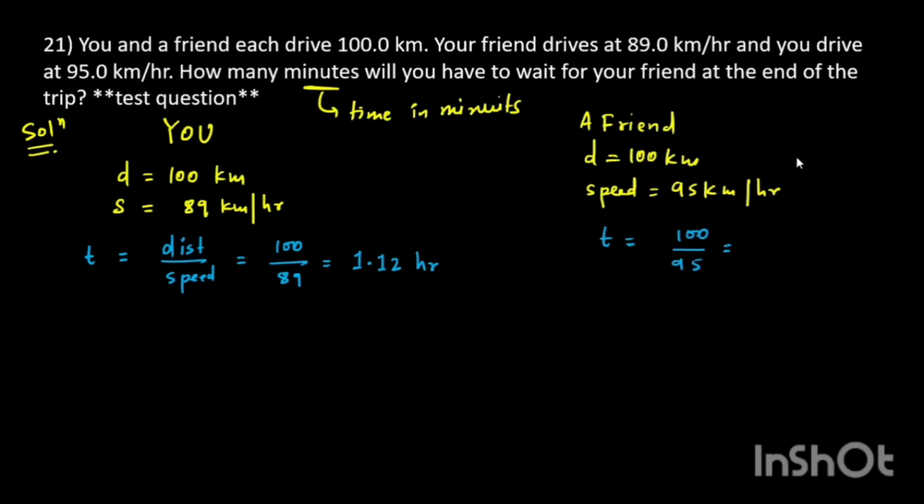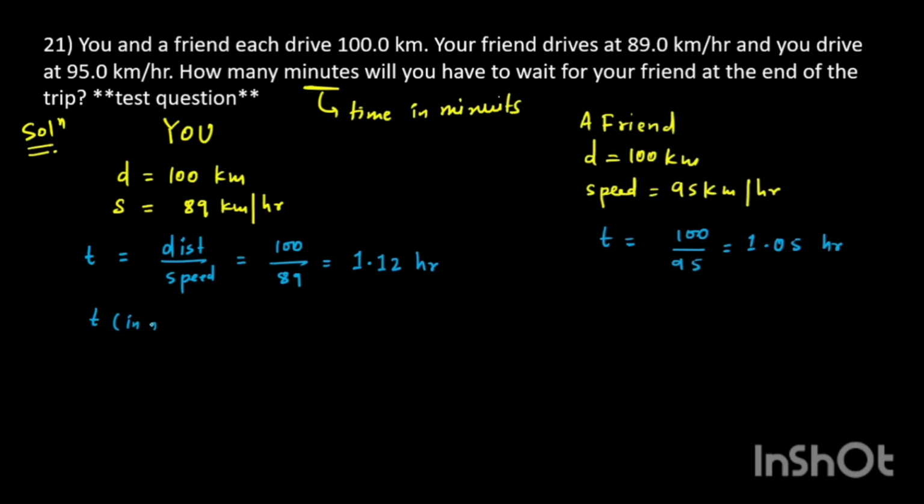0.05 hours? No, it is wrong. That's 100 by 95. It should be 1 point something. Yeah, it is 1.0526. So 1.05, let me keep it till here only. That too in hours. Now we have to convert this time in minutes.